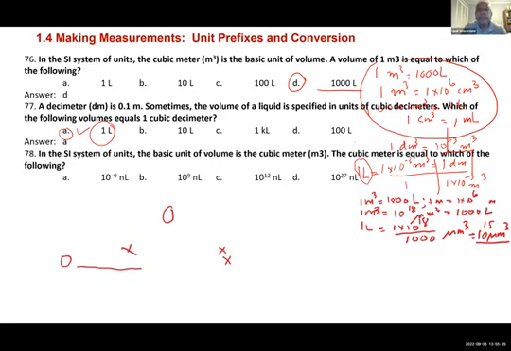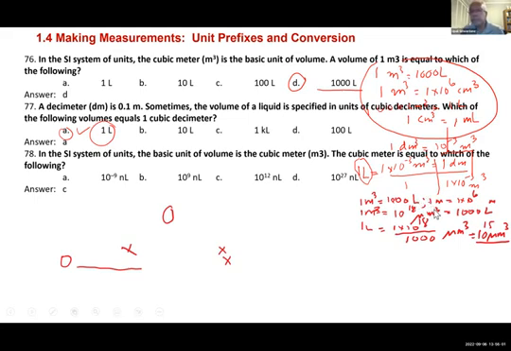Now let's do the 78. The SI basic unit of volume is cubic centimeter. The cubic meter is equal to which of the following? Cubic meter, nanoliters. 1 cubic millimeter is right here. I wrote that down here, millimeter.